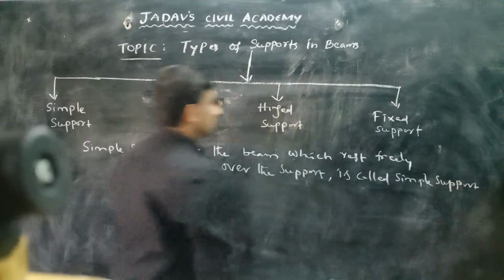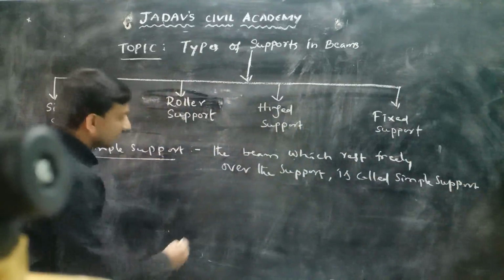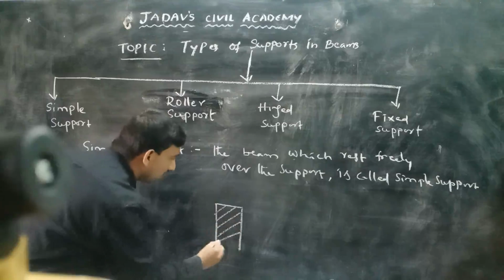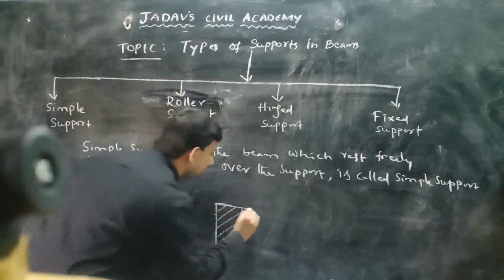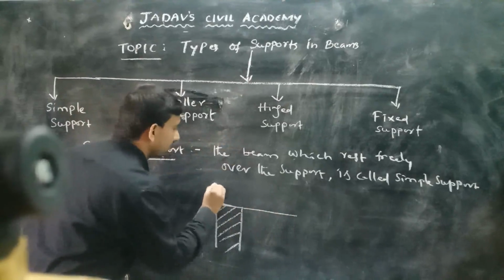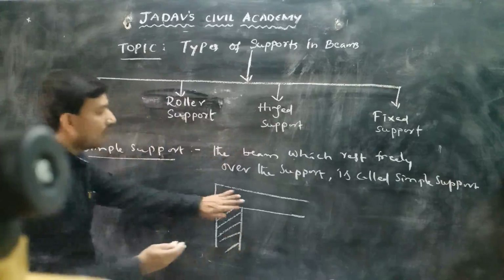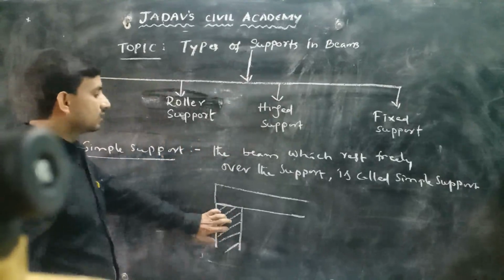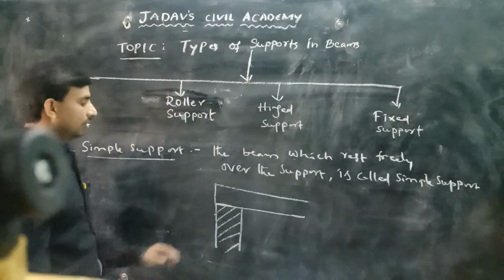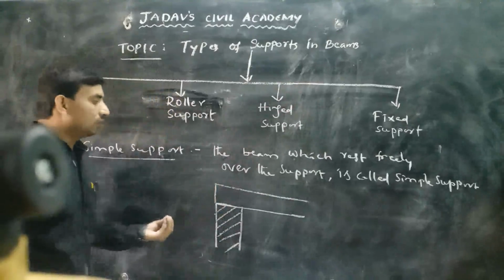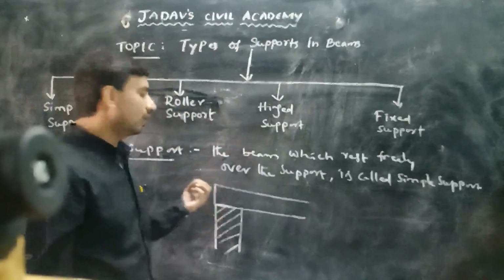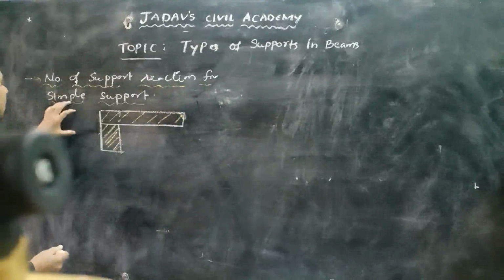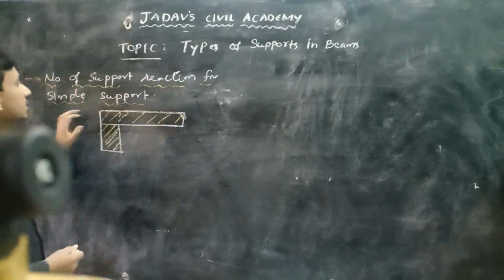So the symbol for this simple support is like this. Here it is a pillar or column, what we can say, and over this support our beam is simply resting. So this support is called a simple support. Now we need to find out the number of reactions for this simple support.